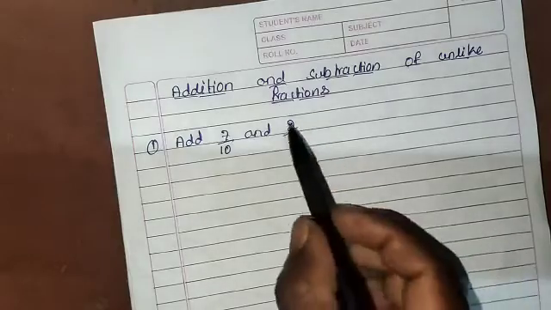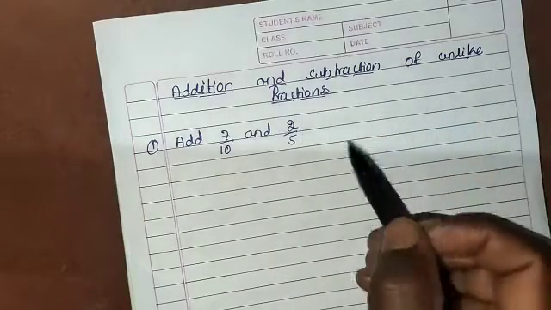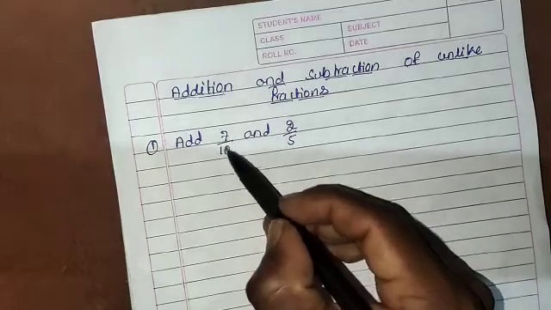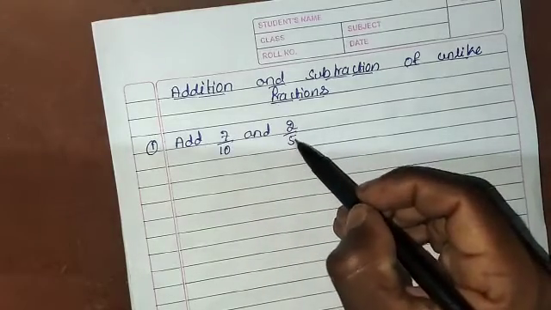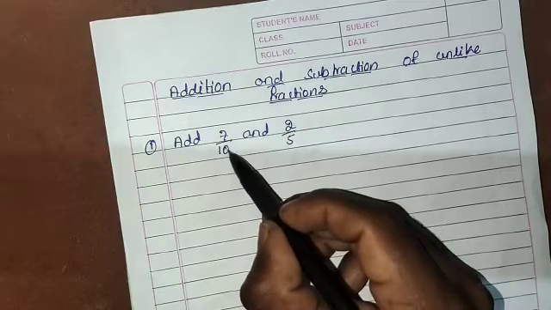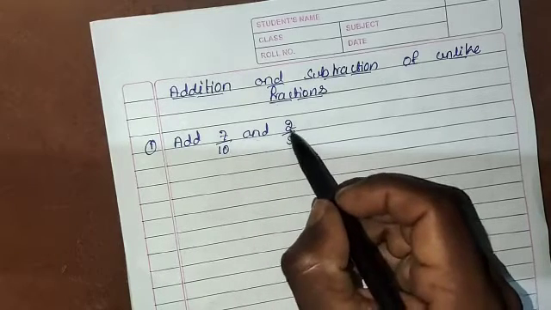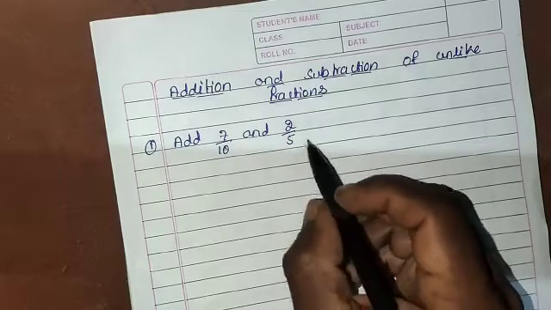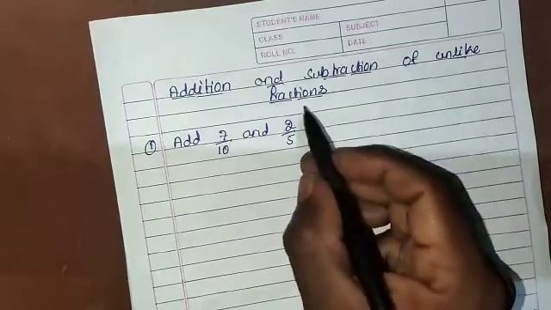Next we move on to the addition and subtraction of unlike fractions. We know what the meaning of unlike fractions is: the fractions which have different denominators. Here we have 7 by 10 and here we have 2 by 5. By observing these two fractions, in the denominator we have 10, here we have 5. The denominators are different, so such types of fractions we call unlike fractions.